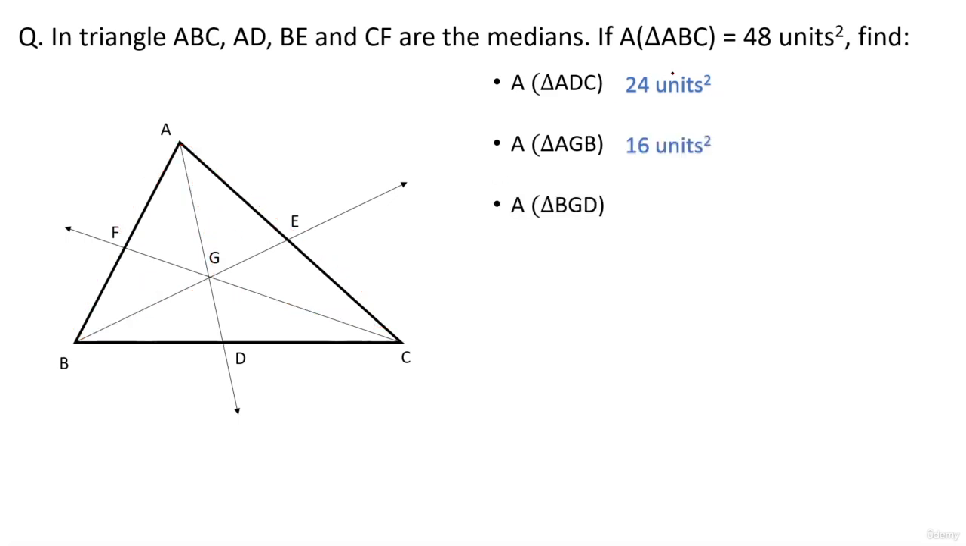Okay. Next question, BGD. How much will BGD be? BGD is this one. It is 1/6 of the total area. 1/6 of 48 is 8 units square. Next question is area of triangle AFE. Now this one is a really good question. You can try it out by pausing the video and then we'll discuss.